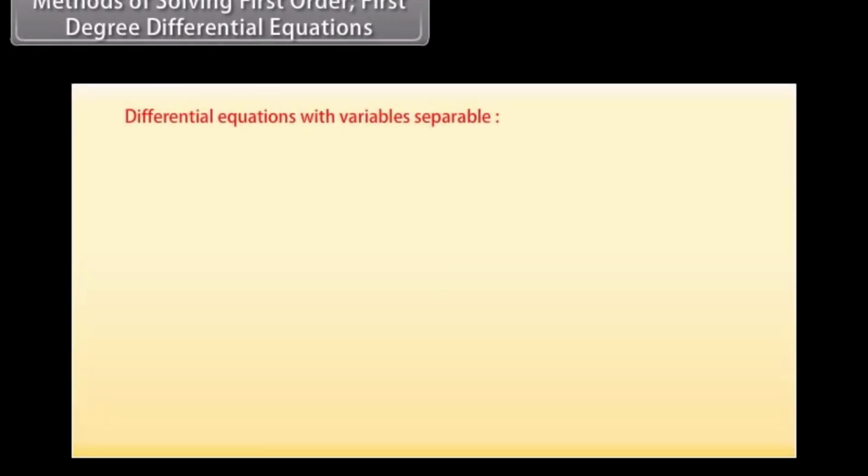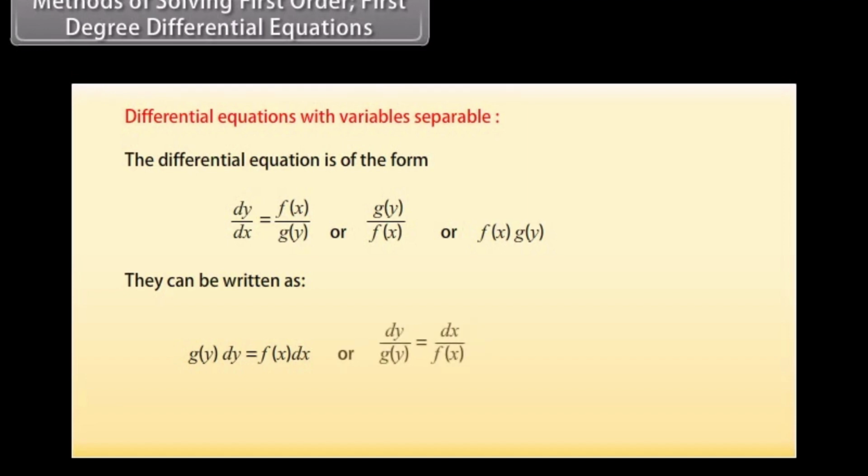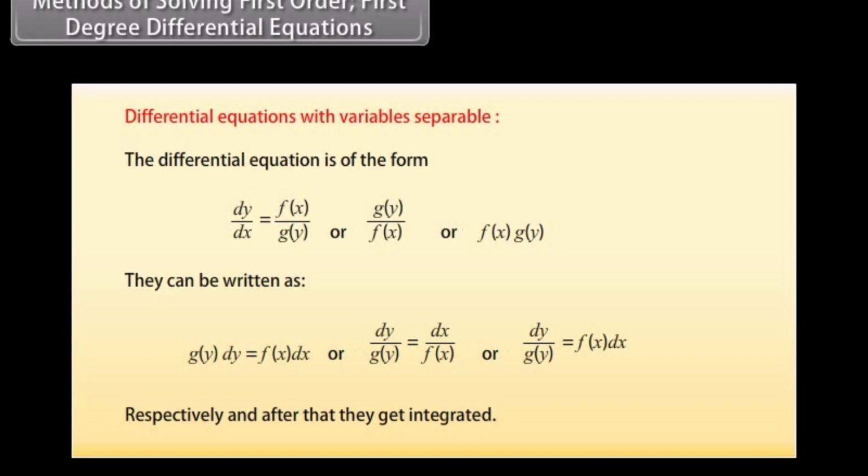Methods of solving first order, first degree differential equations. Differential equations with variable separable. The differential equation of the form dy by dx equals f(x) by g(y) or g(y) by f(x) or f(x) into g(y) can be written as g(y) dy equals f(x) dx, or dy by g(y) equals dx by f(x), or dy by g(y) equals f(x) dx respectively, and after that they get integrated.